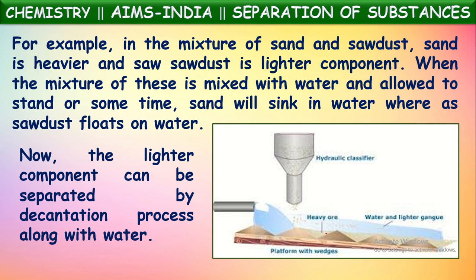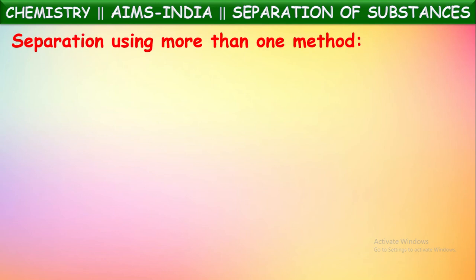Mostly, this technique is used in industries to separate impurities present in the metallic substances which are called ores. Okay, this is about the gravity method. Next, separation using more than one method.